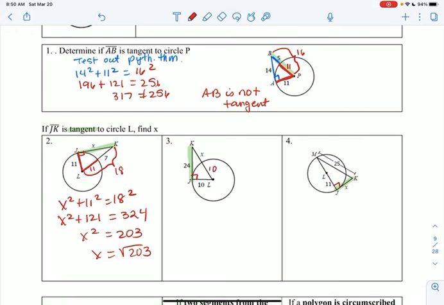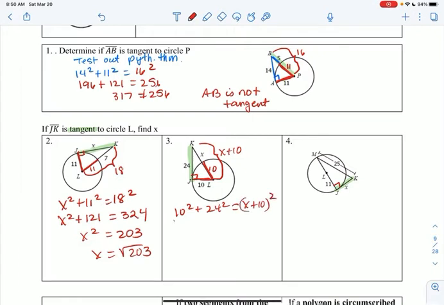Number 3 is going to get a little bit trickier. Again, this was a radius, so that makes this also 10. So this whole hypotenuse is actually x plus 10, just like I did before, but I don't have numbers. So look what's going to happen. I'm going to have 10 squared plus 24 squared equals (x plus 10) squared.